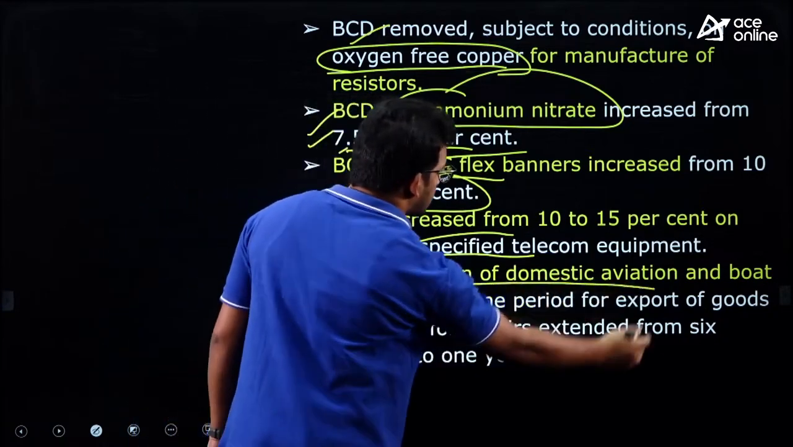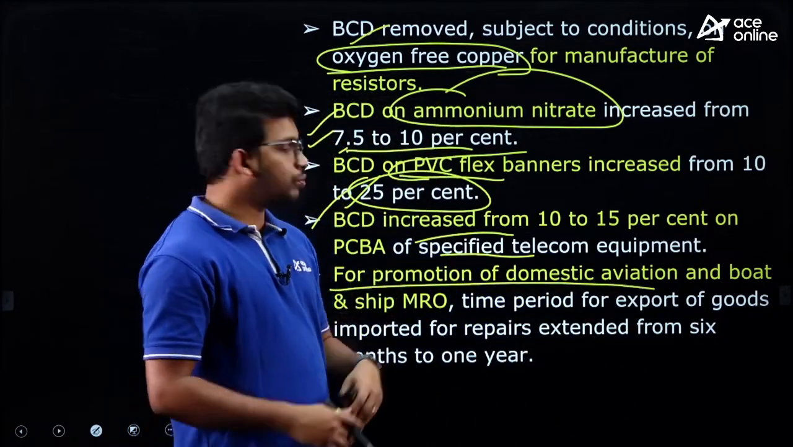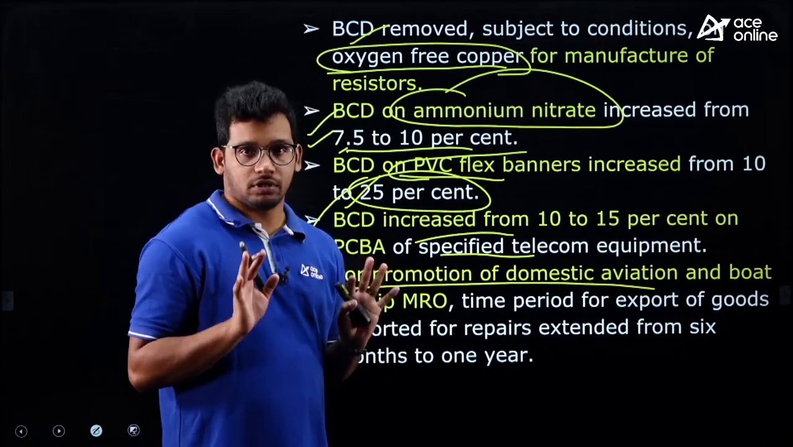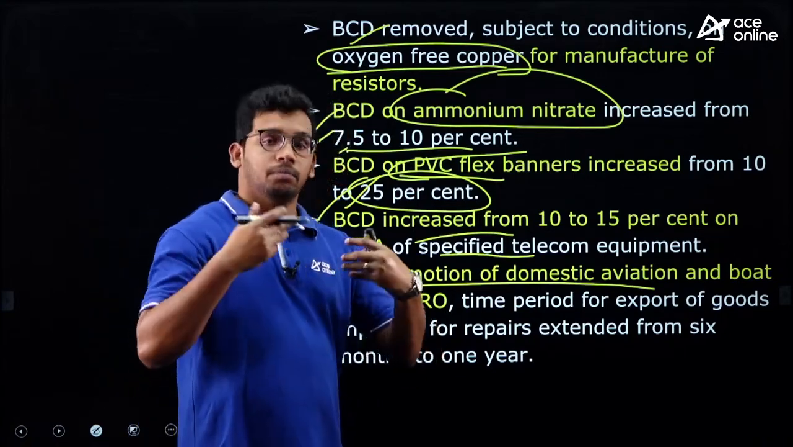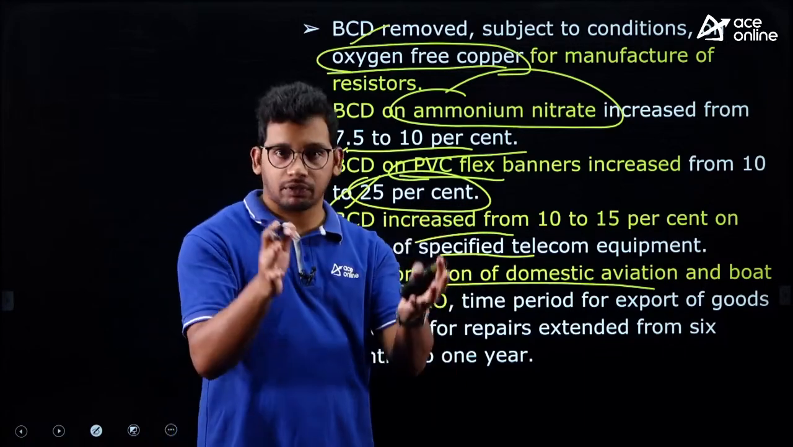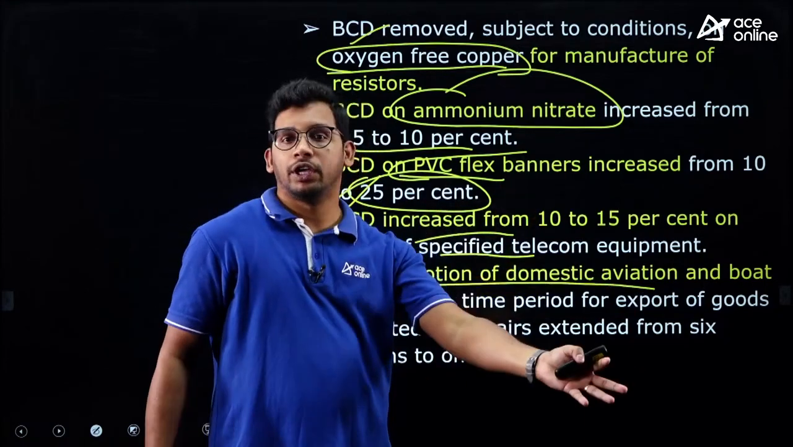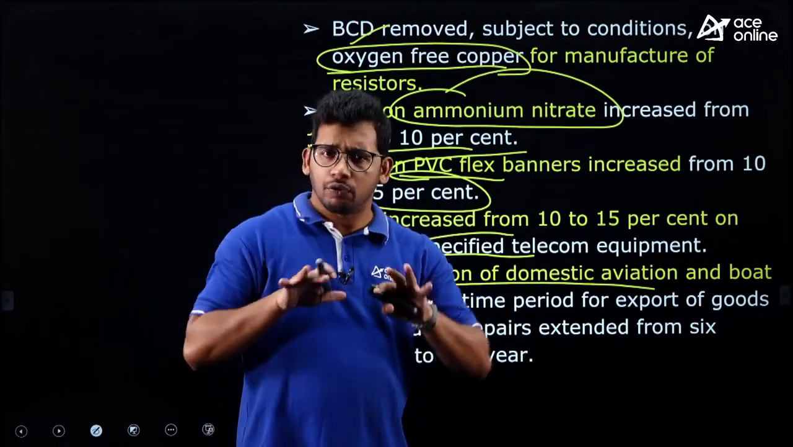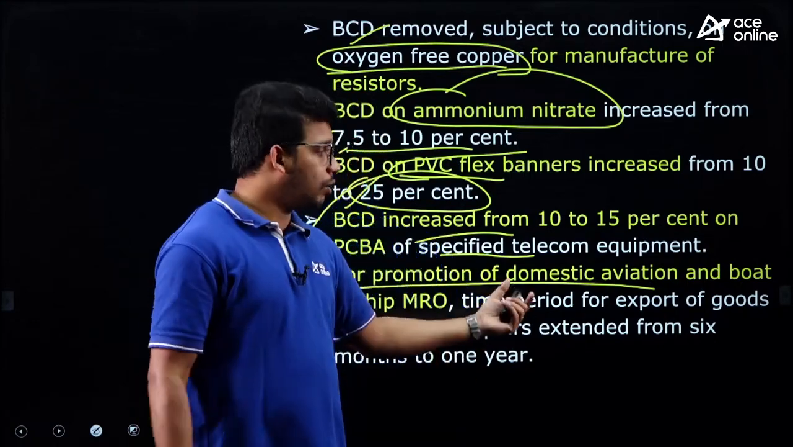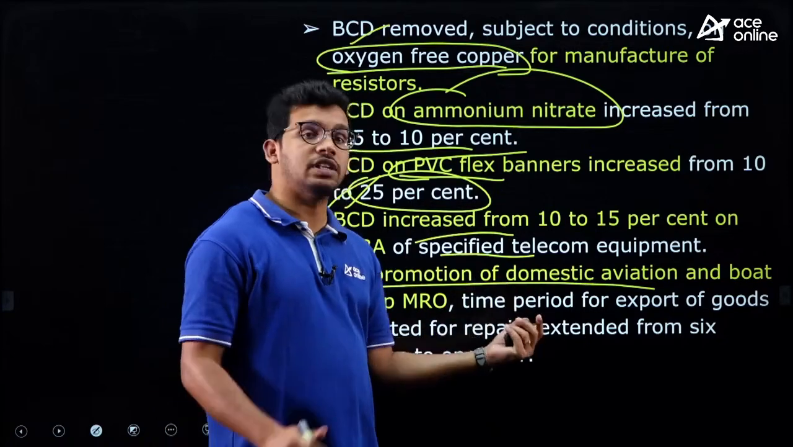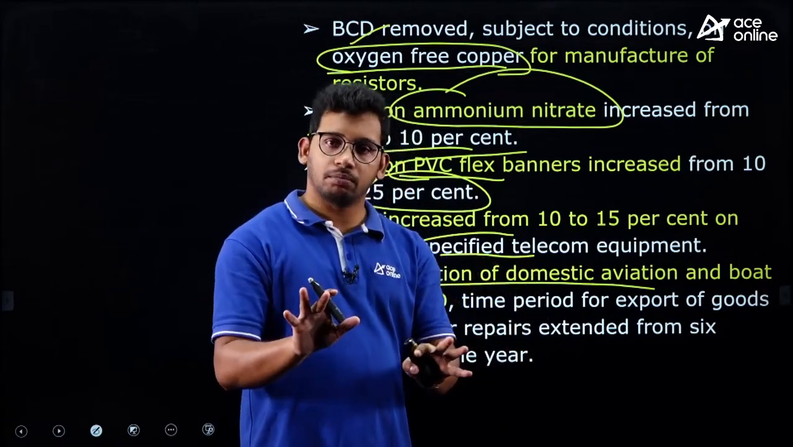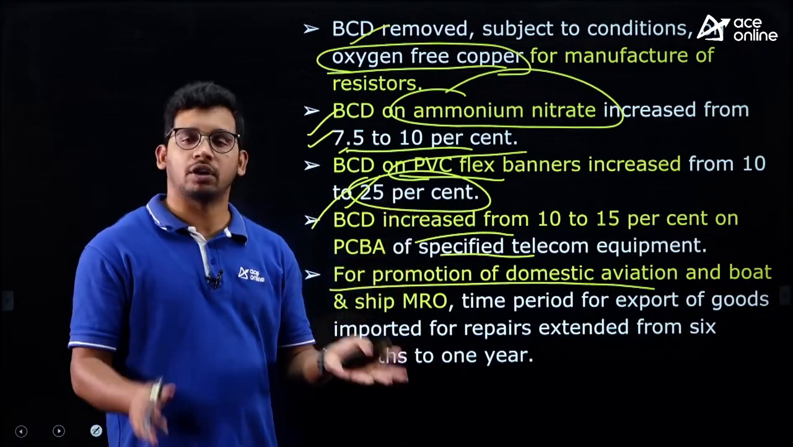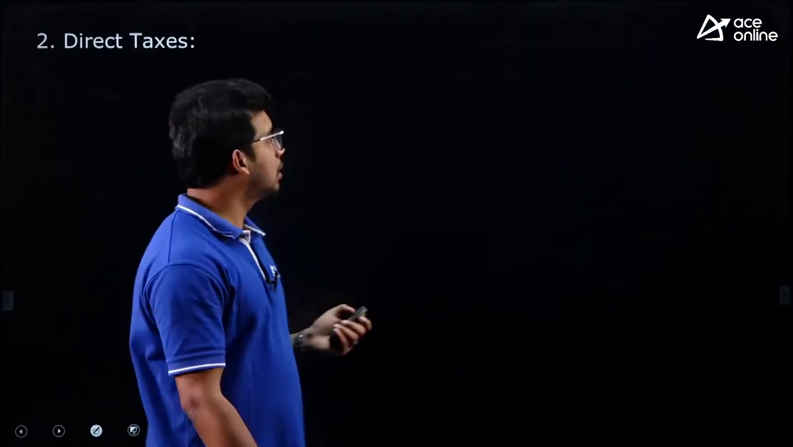For promotion of domestic aviation and boat shipping, now they are allowing imports. You can take equipment and then they need to send it back in 6 months. Whatever equipment they have taken, they need to give it back in 6 months, because they need to pay continuous payments and we need to give our rupees. So to contain that, the government kept 6 months, now it was increased to 1 year. So you import the repair equipment for your ships and aviation, but you can send it back within 1 year, not 6 months. So they have encouraged it, right.